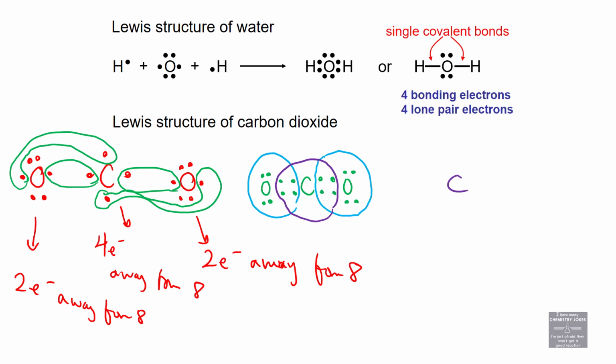The way that looks with sticks is like this. Oxygen has 2, 4, 6, 8 electrons around it. And carbon has 2, 4, 6, 8 electrons around it. That's called a double bond. These are called double bonds.